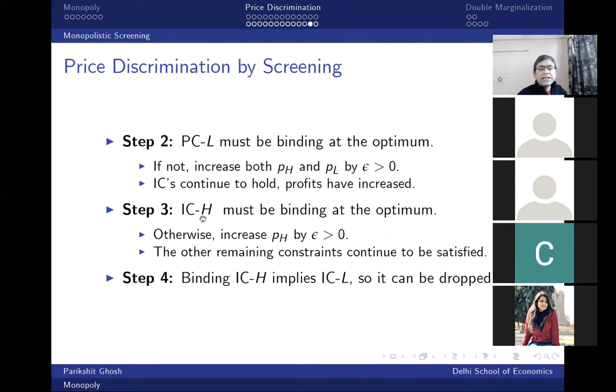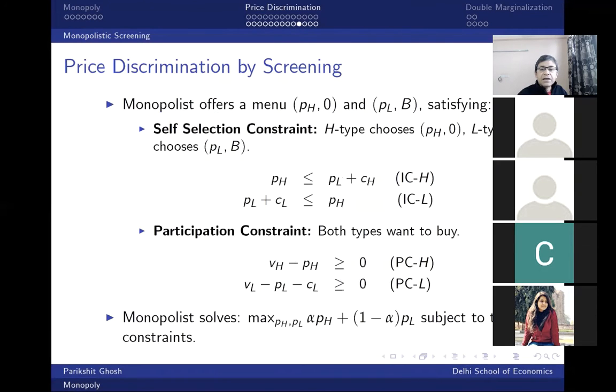Step 3, incentive constraint of the high type must be binding at the optimum, right? So this other constraint has to hold with equality if the seller is choosing his prices optimally. Why is that? Well, if not, increase pH by epsilon. Okay, once again, let's go back to the constraints. Keep in your mind that PCH has been thrown away, right? It's not relevant. And PCL is holding with equality. And now we are claiming that ICH has to hold with equality. So suppose that is not the case.